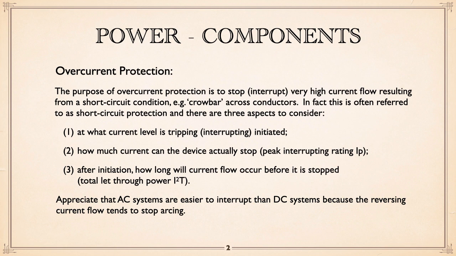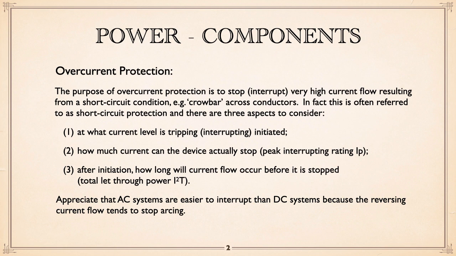Now you say, okay, well, as soon as the contacts open, current can't flow. Well, the contacts may be opening in such a way that they strike a bit of an arc, which ionizes the air, which allows conductivity, and in fact, it hasn't stopped the high current flow, okay? So there's the question, how much current flow can the device actually stop? Known as peak interrupting rating, IP for current peak.